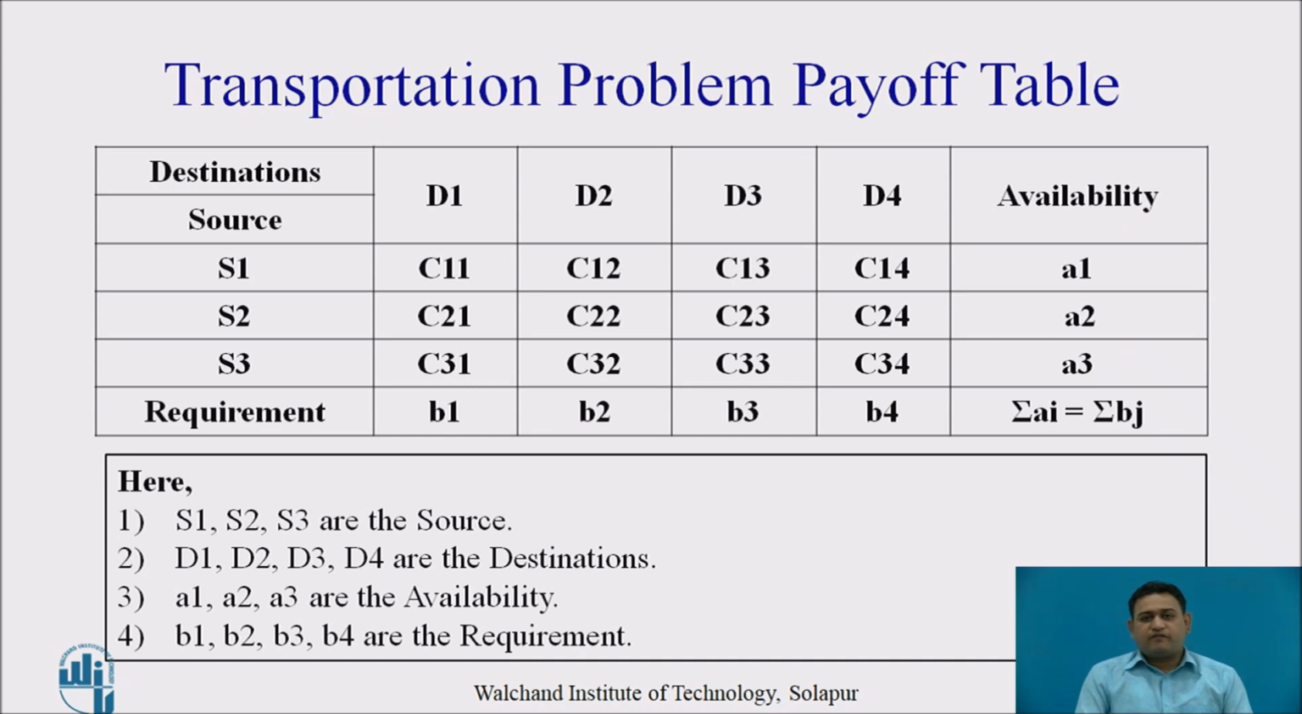Here is a payoff table, a table which represents the particular transportation problem in the linear programming problem. S1, S2, S3 are the sources, and D1, D2, D3 and D4 are the destinations, with their requirement as well as availability. Availability is with the sources and the requirement is of each destination.